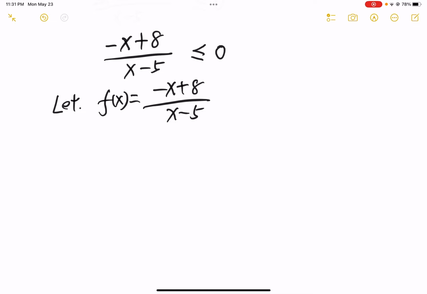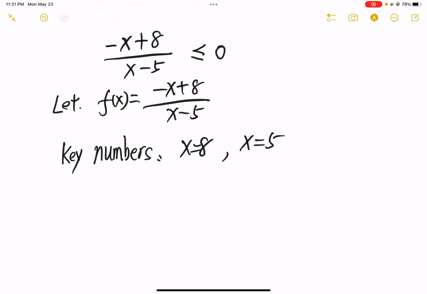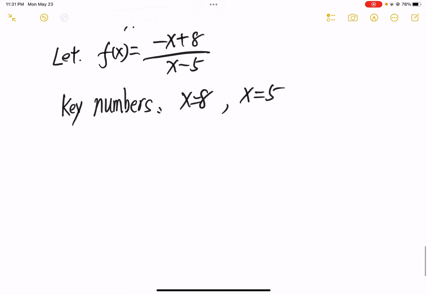Okay, so we need to find the key numbers, which are the zeros of the numerator and the zeros of the denominator. The zero from the numerator is x equals 8, right? The zero from the denominator is x equals 5. So we need to locate these numbers. The first is x equals 5 in the denominator, so it's not in the domain.